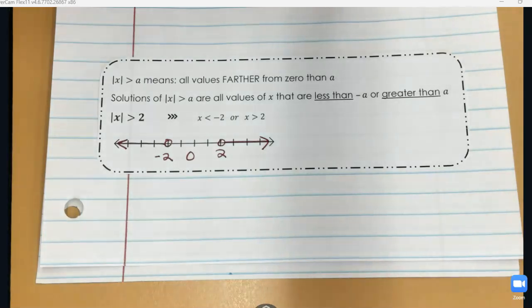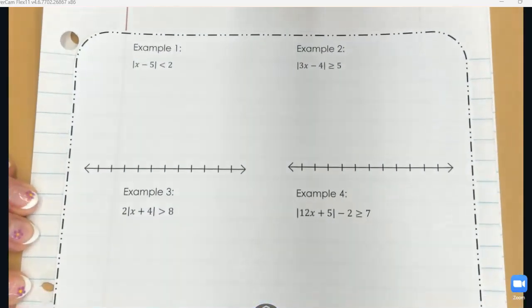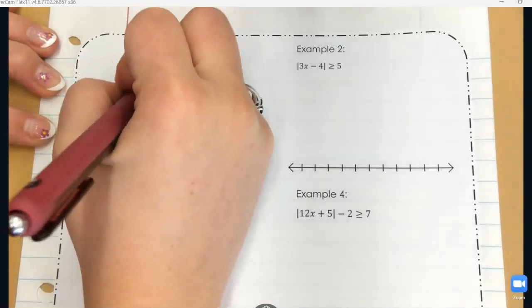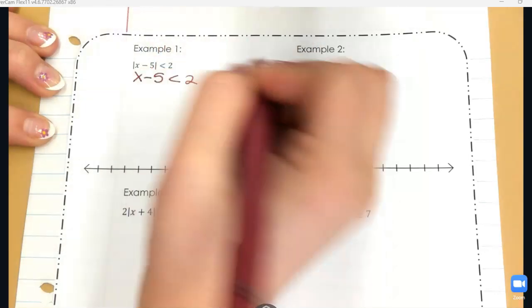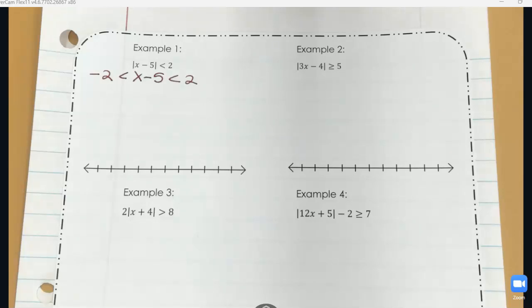So what happens when you don't immediately know what x is greater than or less than, like you have an equation? Well, let's look at it. Starting with example 1, if the absolute value of x minus 5 has to be less than 2, that means that x minus 5 has to be less than +2 but greater than -2. Those numbers have to be less than 2 away from 0.